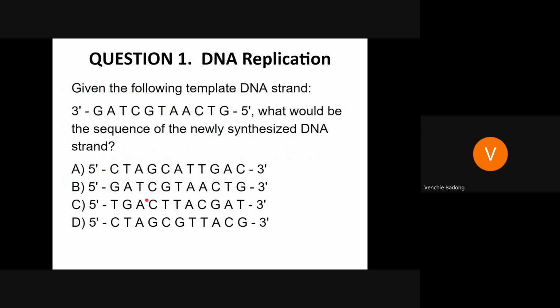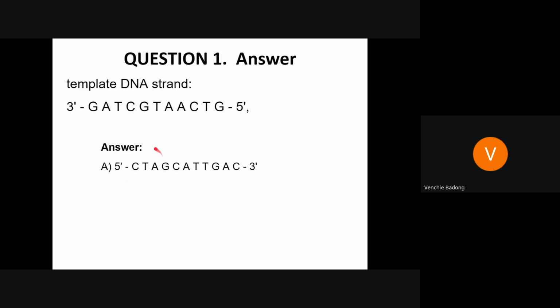So here is question number one. Given the following DNA strand, what would be the sequence of the newly synthesized DNA strand? Just take note of the requirement in terms of base pairing. It is always G to C, or C to G, A to T, or T to A. So with that, the answer for this will be A. That is G to C, A to T, up to that particular nucleotide paired to C.